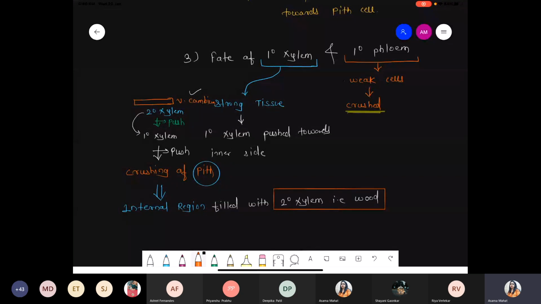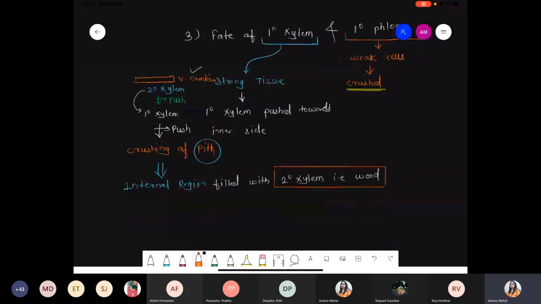Remember one thing: when we are talking about the formation of wood, during the formation of wood the primary phloem will be crushed, the primary xylem also gets crushed, as well as the central pith cells also get crushed. So I'm writing this scenario. When the wood formation process starts, it means that slowly it is also responsible for the crushing of primary phloem, the crushing of primary xylem, as well as the crushing of pith cells.